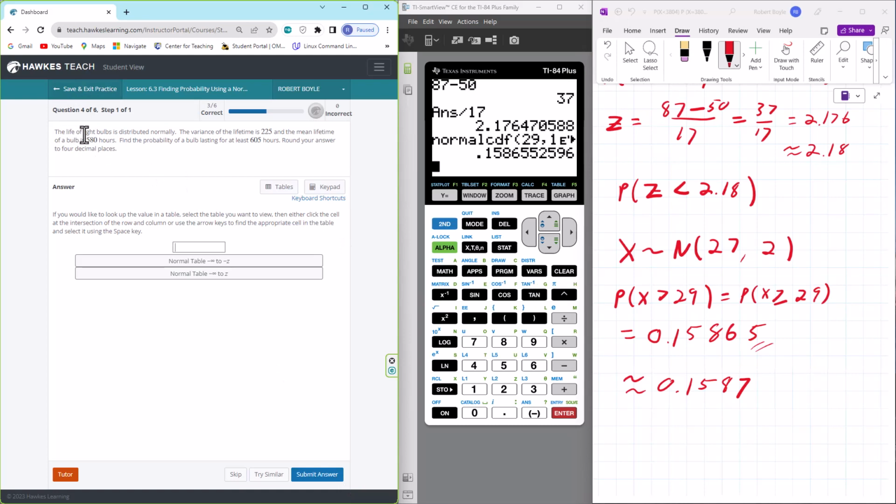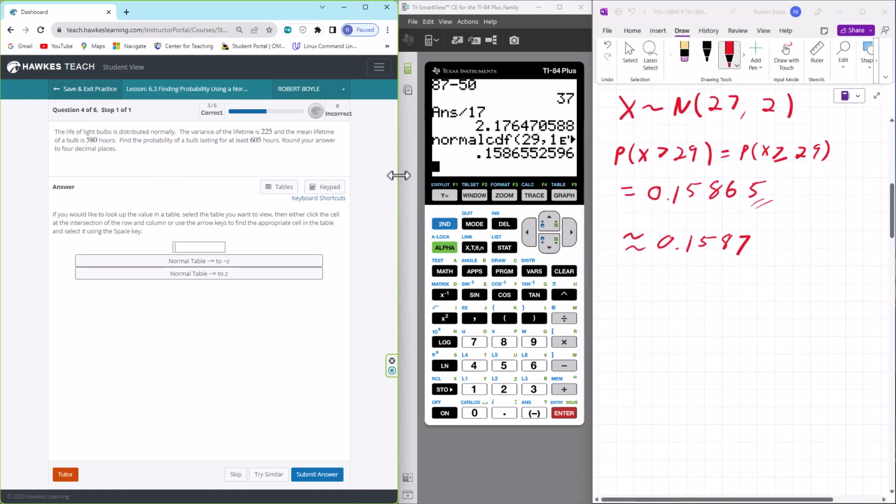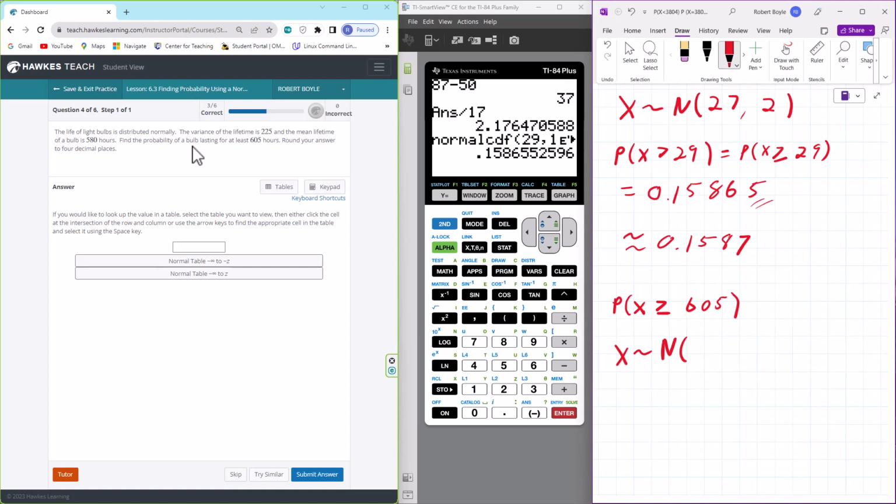Okay, moving on. Here we have the life of light bulbs is distributed normally. The variance of the lifetime is 225, and the mean lifetime of the bulb is 580 hours. Find the probability of a bulb lasting for at least 605 hours. So at least implies that we are looking for the probability that x is greater than or equal to 605. And we have here that x is a normal random variable with a mean of 580 hours.